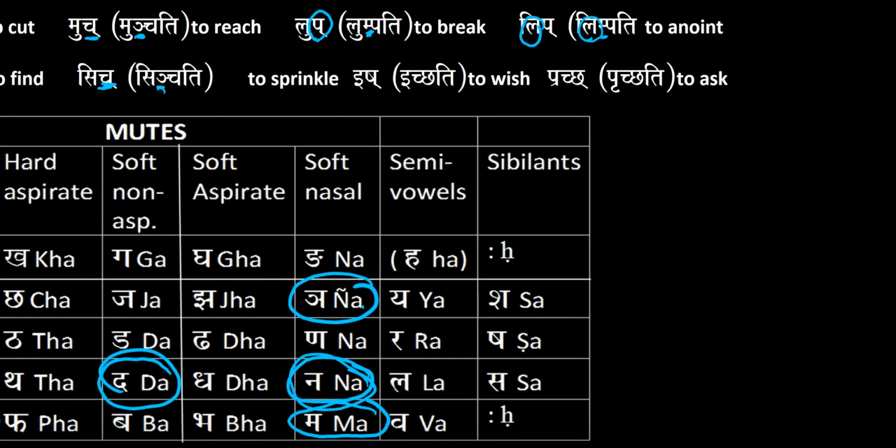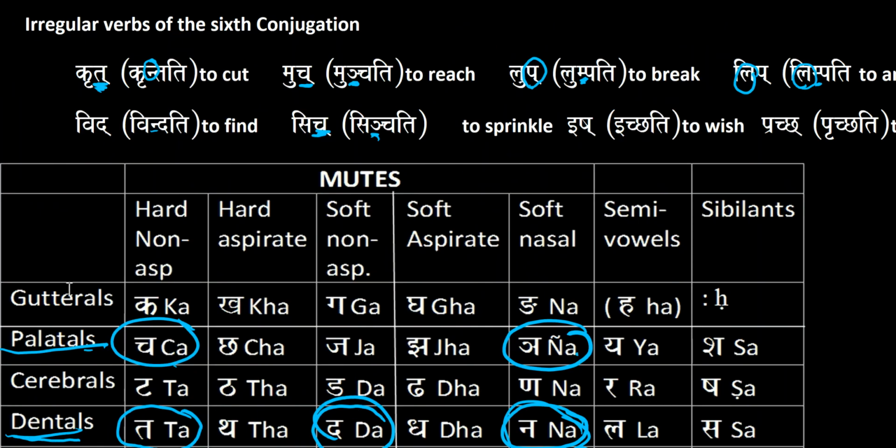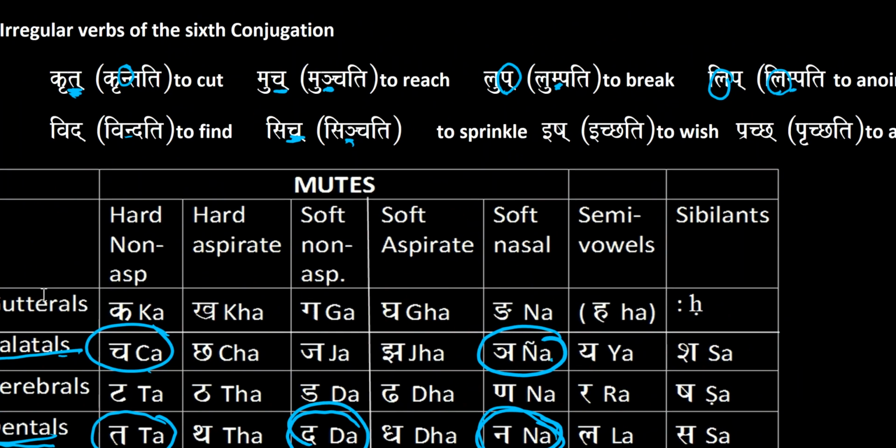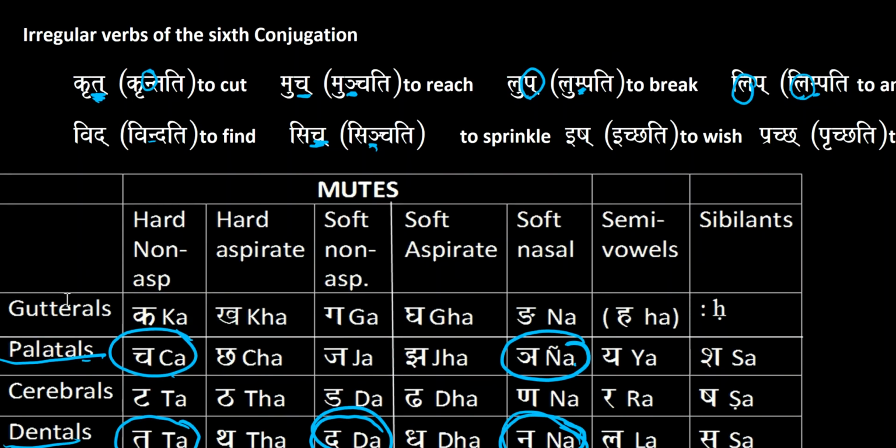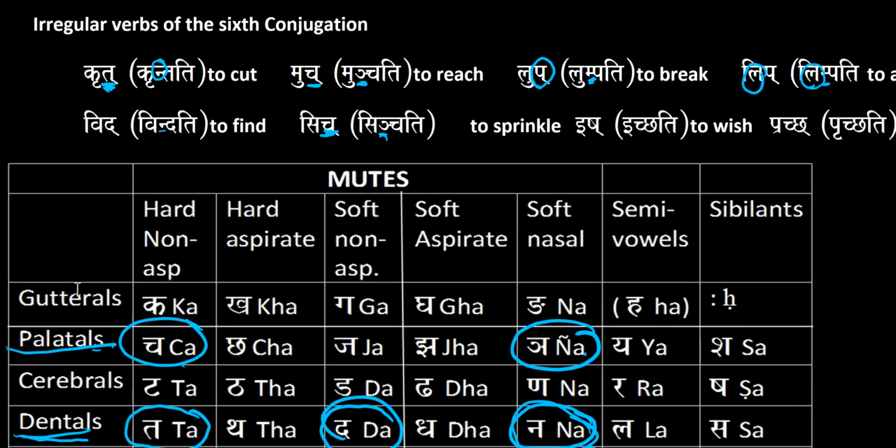And then to wish and to ask, those are different from the others. For ish, you have ichhati, and then for prach, you just have prichhati. So those are two exceptions, but hopefully taking a look at the pattern between the consonant that is being used and the nasals, hopefully that will help you remember how the irregular verbs are formed when you're ready to conjugate them in the sixth conjugation. So I hope that helps.